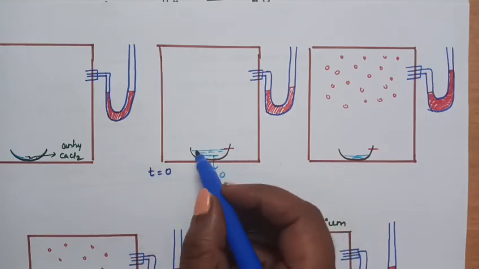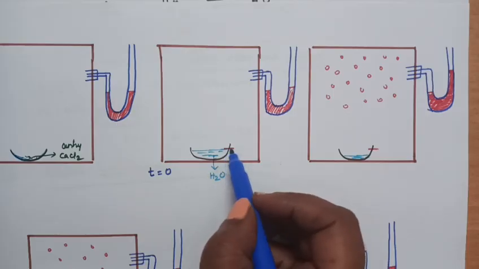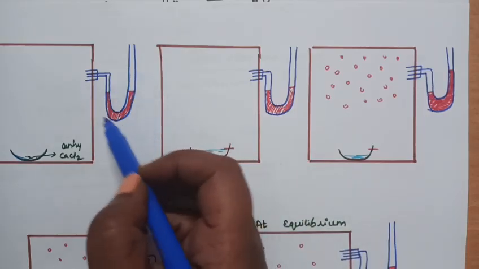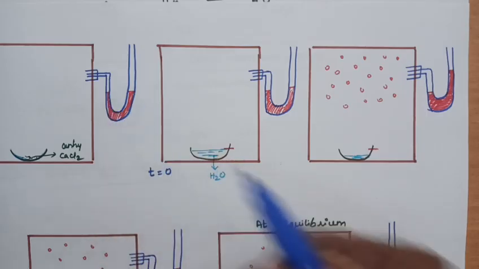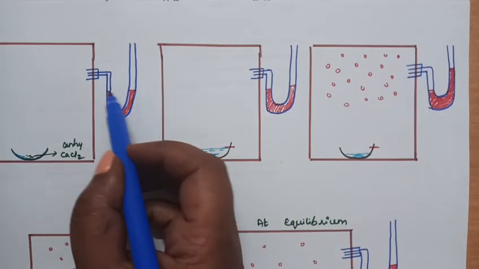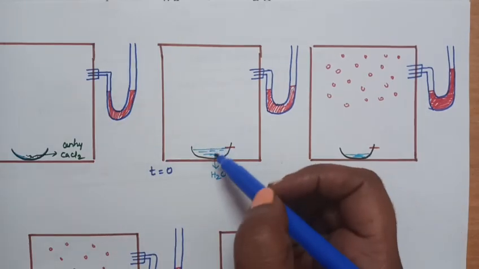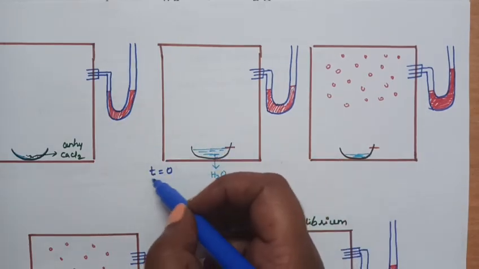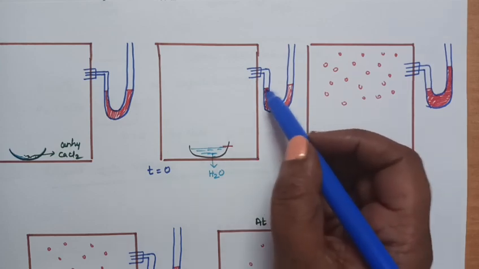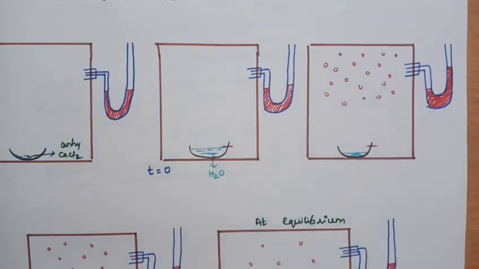We are keeping a beaker containing water, and this is the level of water. And we have connected a U tube here. Inside the U tube there is mercury. So initially you can see the level of mercury remains the same. When we keep water at time t equal to 0, there is no reaction, and the level of mercury remains the same.